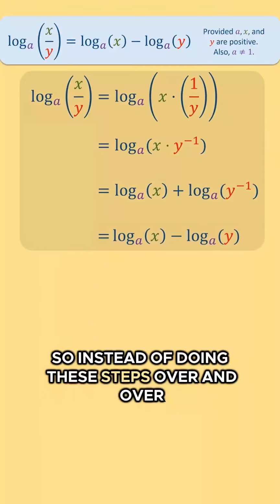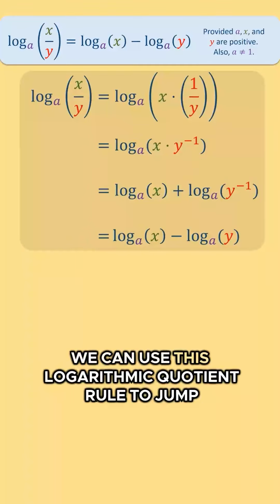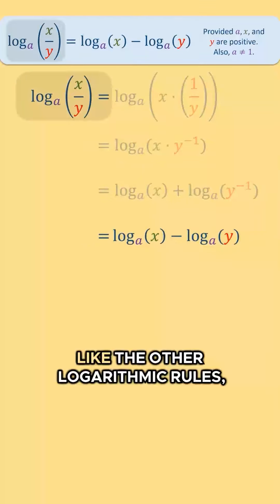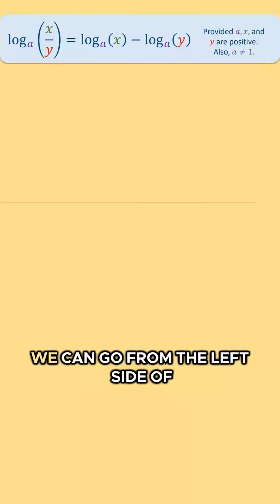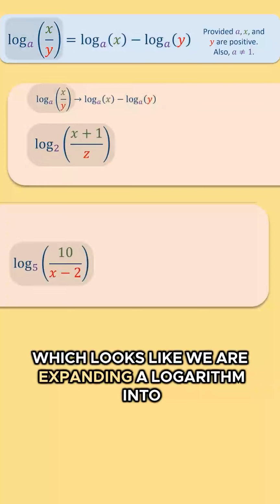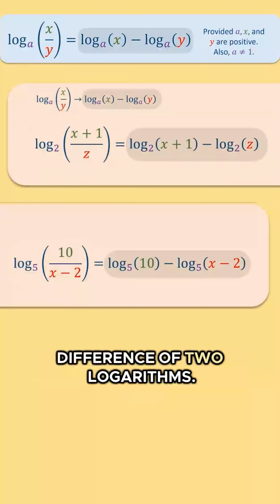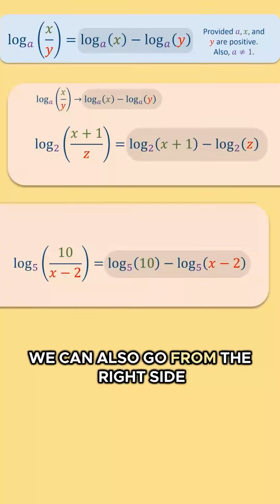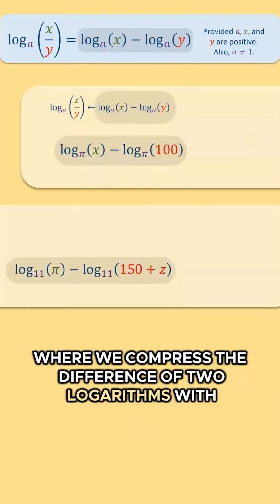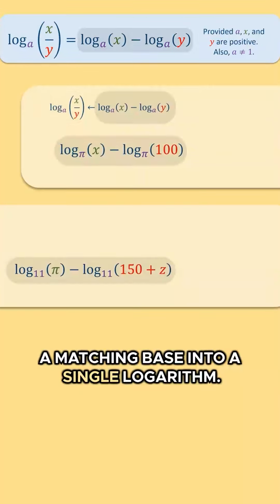So instead of doing these steps over and over again, we can use this logarithmic quotient rule to jump between either of these two forms. Like the other logarithmic rules, we can go from the left side of the rule to the right side of the rule, which looks like we are expanding a logarithm into a difference of two logarithms. We can also go from the right side to the left side, where we compress the difference of two logarithms with a matching base into a single logarithm.